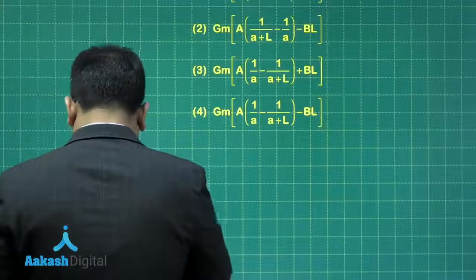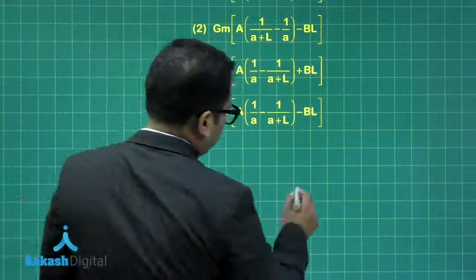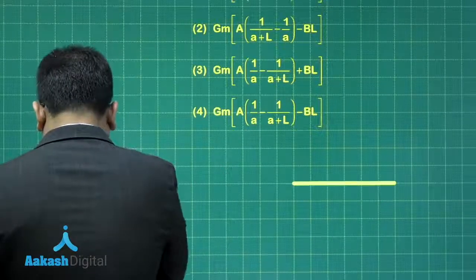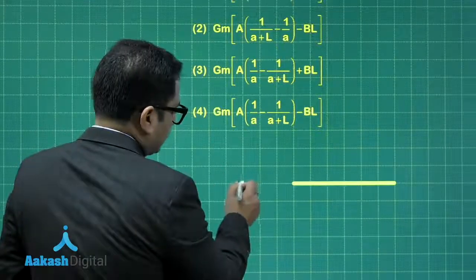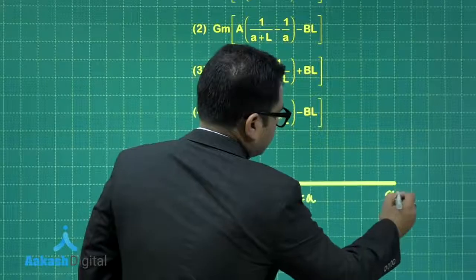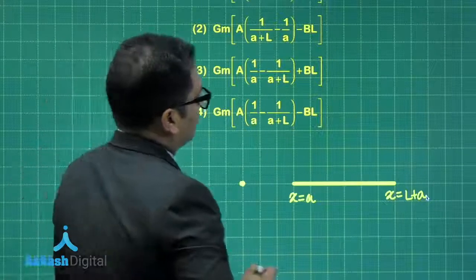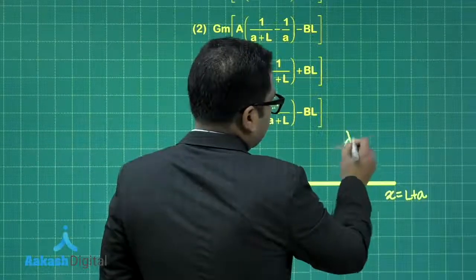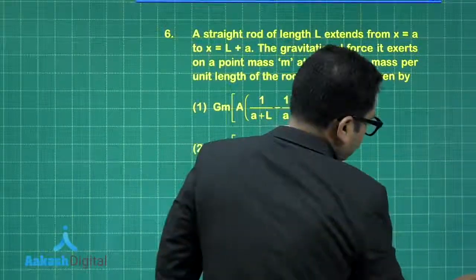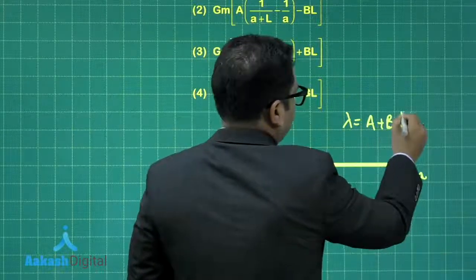So let me draw the situation. That would be a better way. So here is the rod. This is the given rod, and we need to be very, very careful that here is the origin, this is x equals a, and this is x equals L plus a, L being the length of the rod. And we already know the linear mass density is given as, let me just check, a plus bx square. Yes. So the linear mass density is a plus bx square.